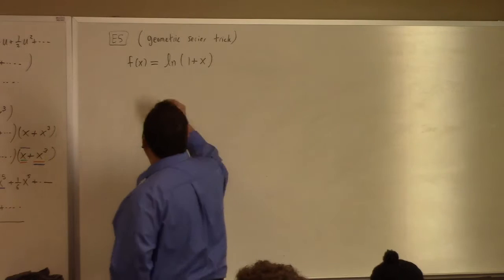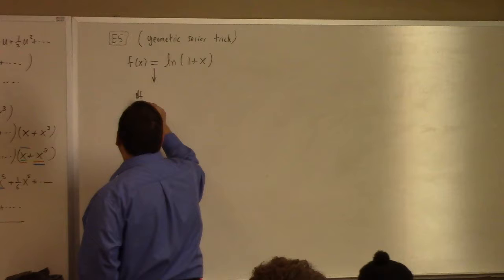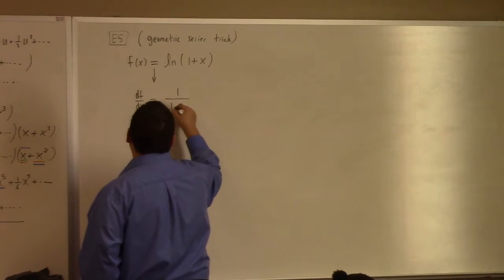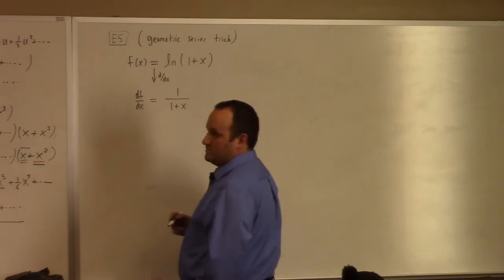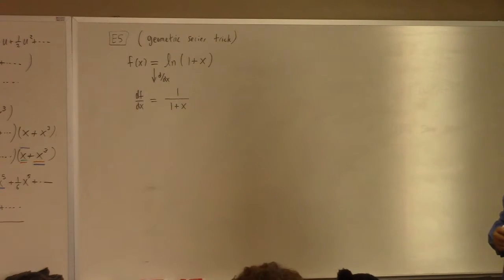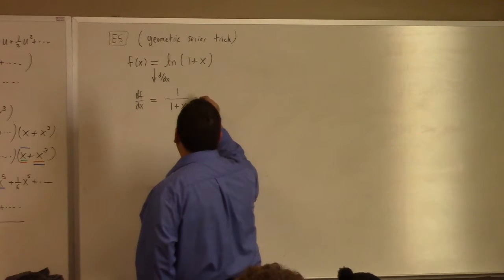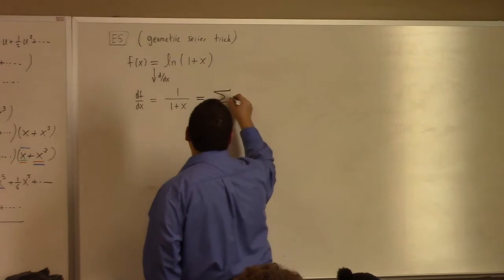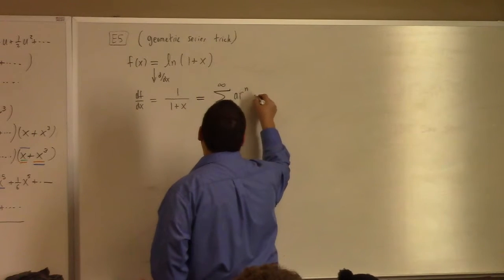And so the way I'm going to do it is I'm going to say, okay, well, if I differentiate this, I get df dx is 1 over 1 plus x, right? We all agree? Okay, but 1 over 1 plus x, that's the geometric series result, right? So I can convert that to a series by working backwards from the result. So this is equal to the sum, n equals 0 to infinity of a r to the n, right?